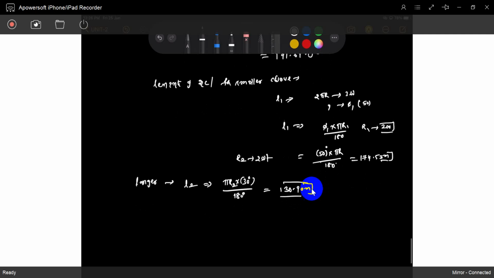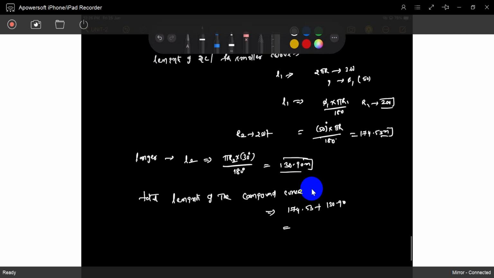So the total length of the compound curve is 174.53 plus 130.90, which is 305.43 meters. That is the length of the curve.